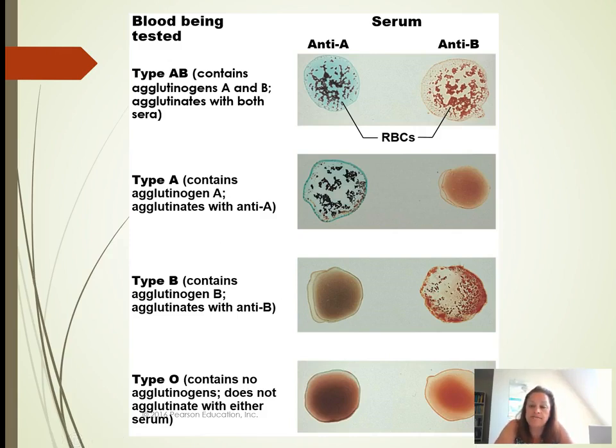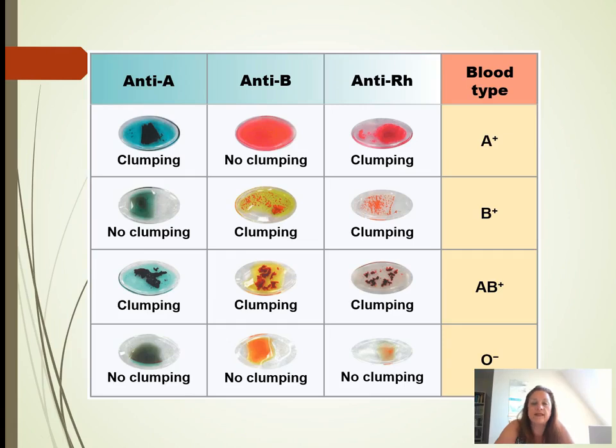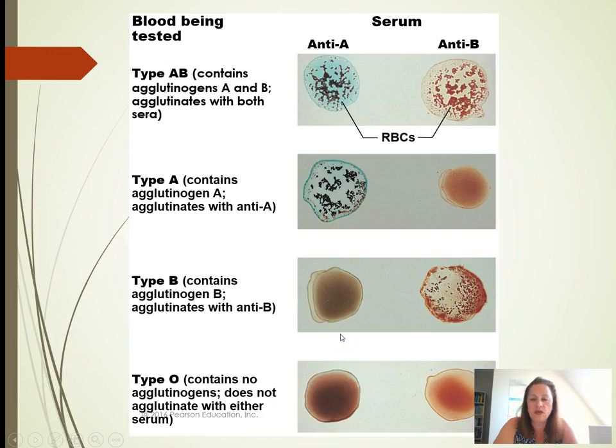And I think that this image also gives you a really great picture, right? Clumping, no clumping, and then it clumps with RH, so it's A positive. This one's B positive. This is AB positive. This is O negative. There's no clumping. So again, look at both of these. Take a good look at them because you want to understand what you're doing before you go and try to do the blood typing lab.